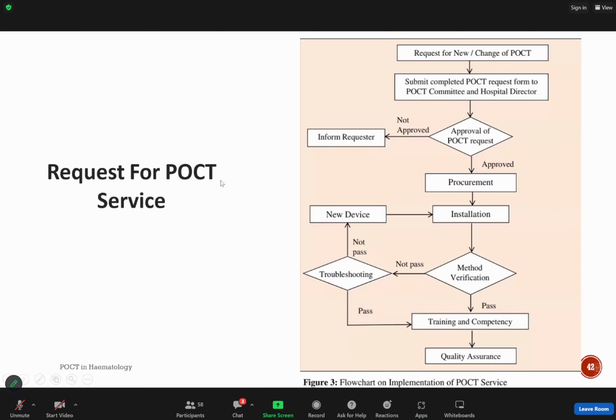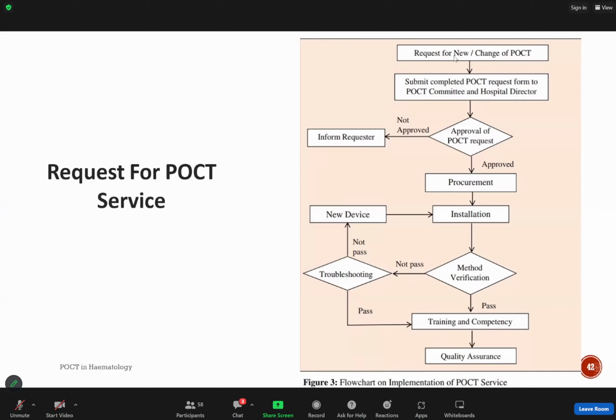Okay, this is the flow for request for POCT service in the hospital, I mean, in the hospital or in the public health. We have the flow start with the request. By right, all the clinical sites who want to start the POCT service have to come to the POCT committee to ask for the request.